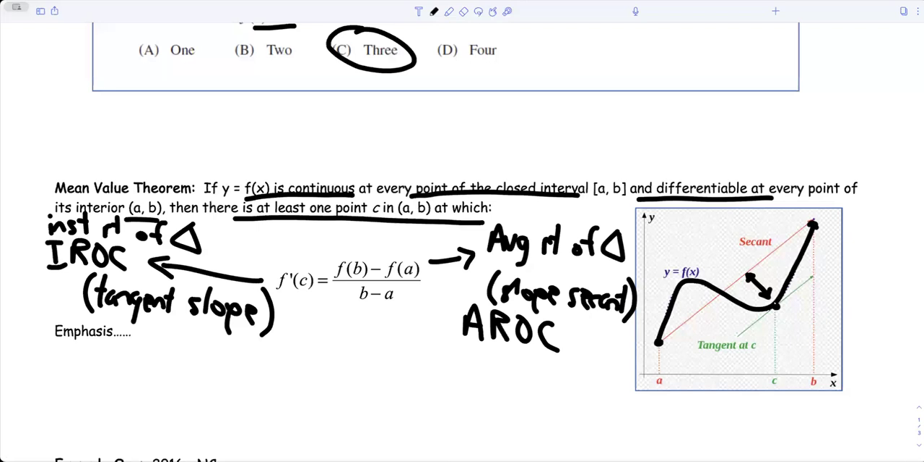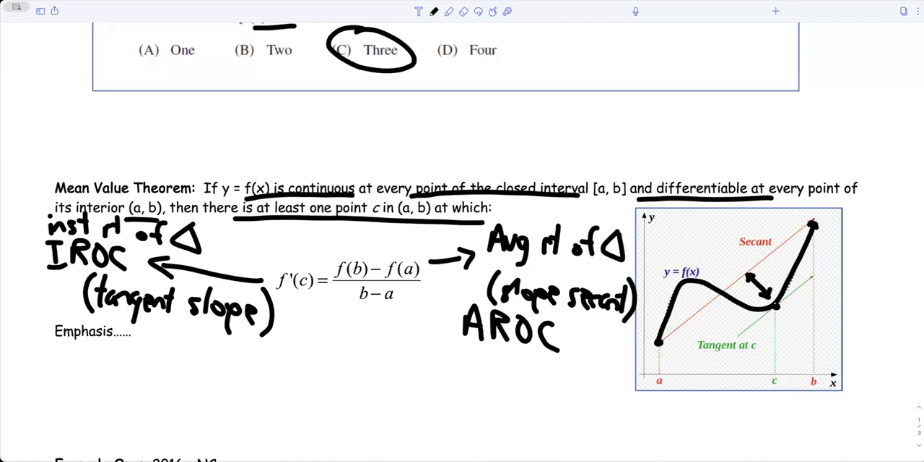Okay, so IVT says, switch back, IVT says if the function is continuous and goes from this point to that point, it's got to go through every point between those two things. Mean value theorem says that if the function is continuous and differentiable on a closed interval, the average rate of change, AROC, equals the instantaneous rate of change, IROC, at least once.